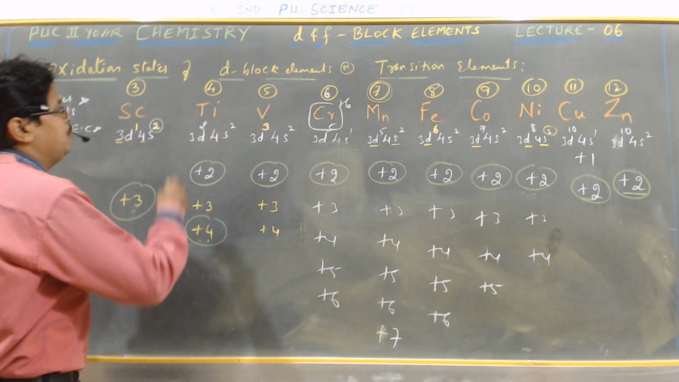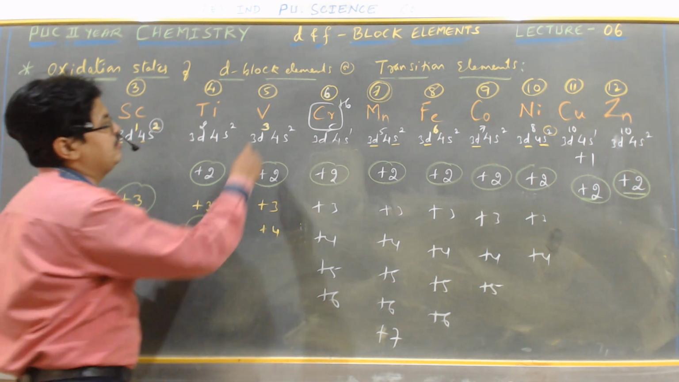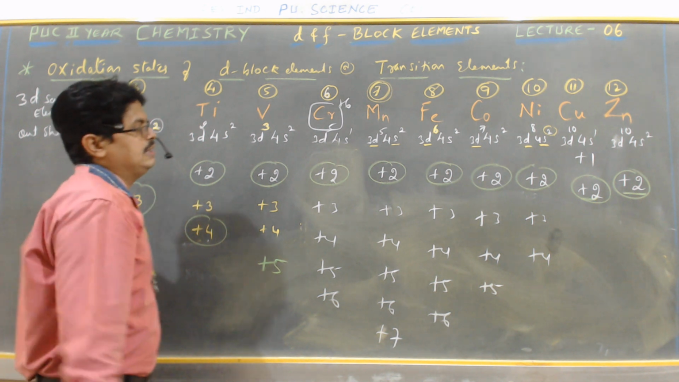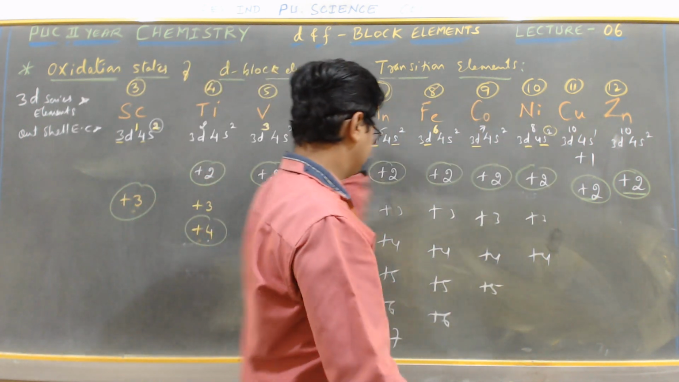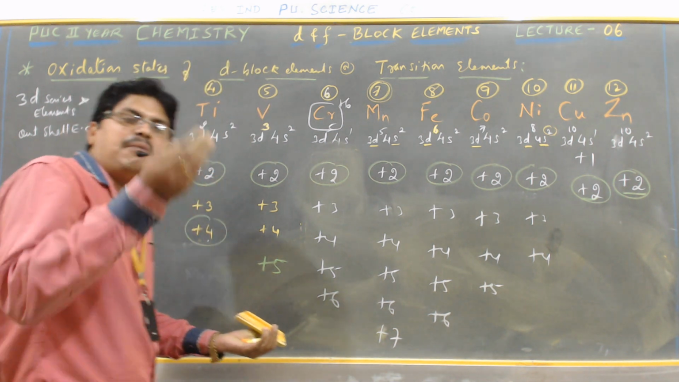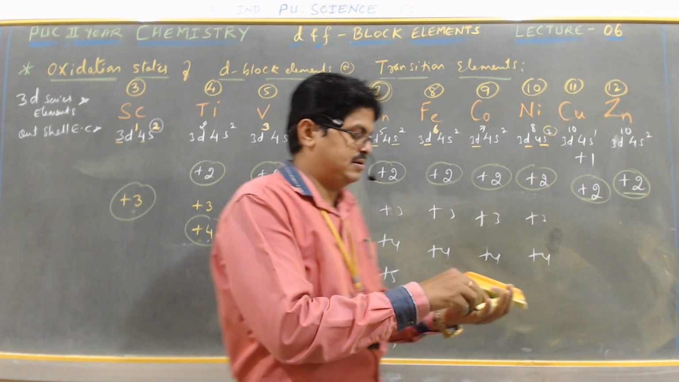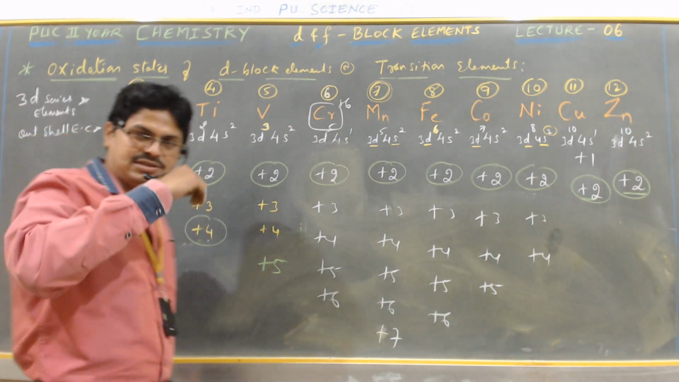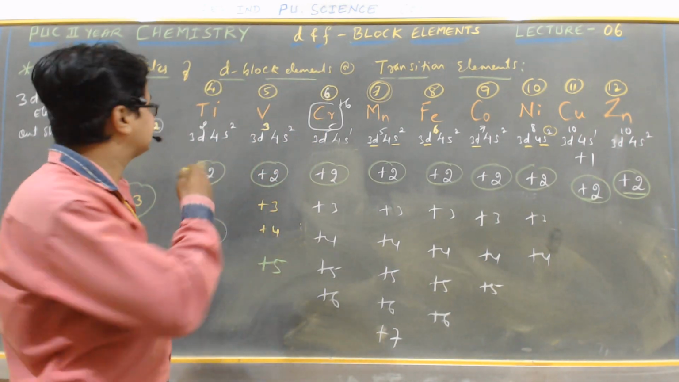Next, with respect to titanium, plus 2, plus 3, plus 4 are available. Vanadium plus 2, plus 3, plus 4 and plus 5. Chromium also, any of them is available. All these are available. Again, among them, the common oxidation state exhibited by the particular element. If I focus, in case of scandium, even the plus 3 state is rare.